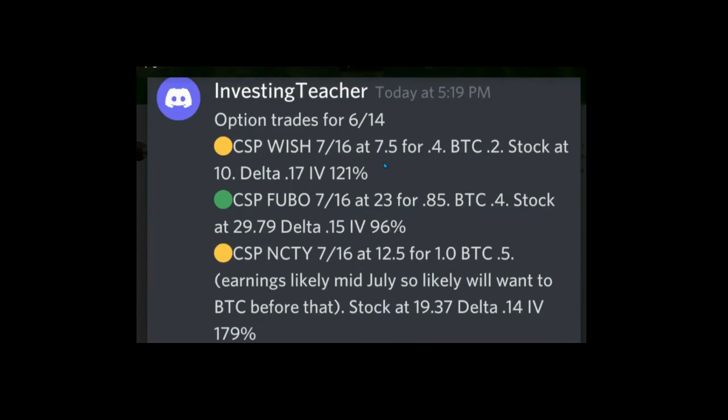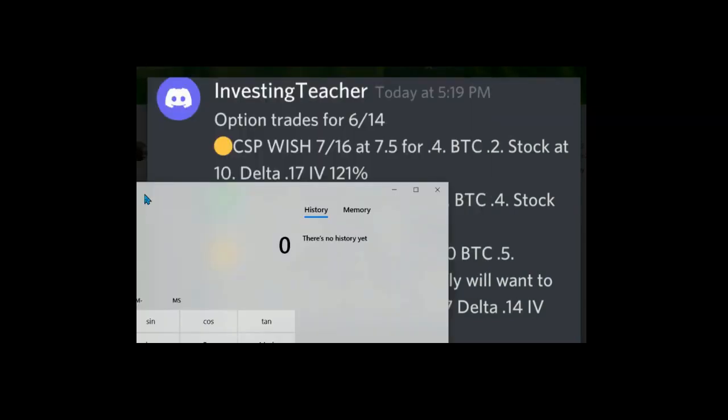Again, here's a WISP position that I recommended. You could get $40 in premium for the 7.5 put. When you're looking at the percent gain here, you do 40 divided by 7.5, and you're looking at a 5.3% rate of return in a little over a month. That's if it goes all the way to expiration.